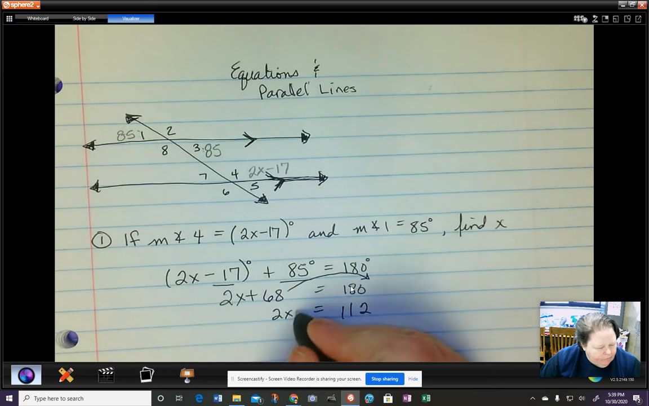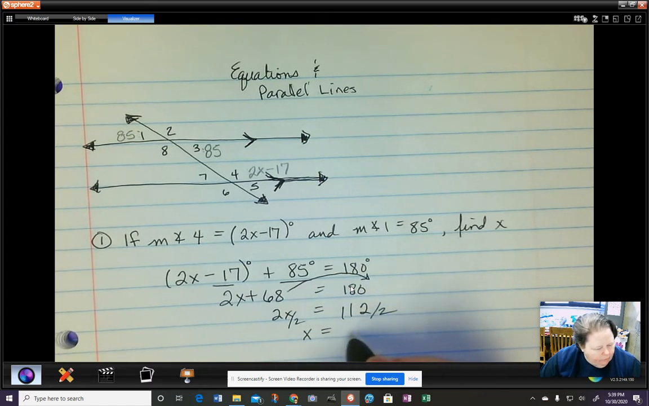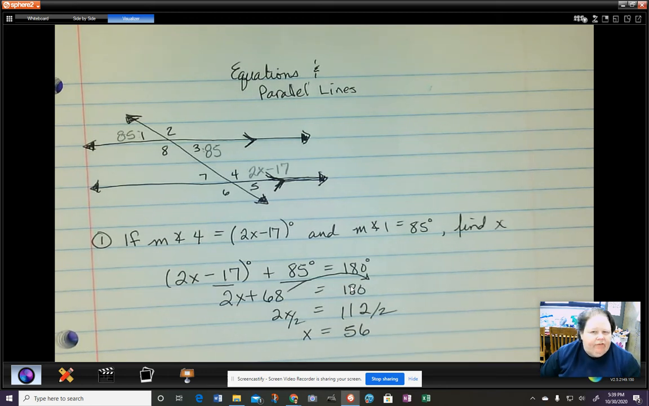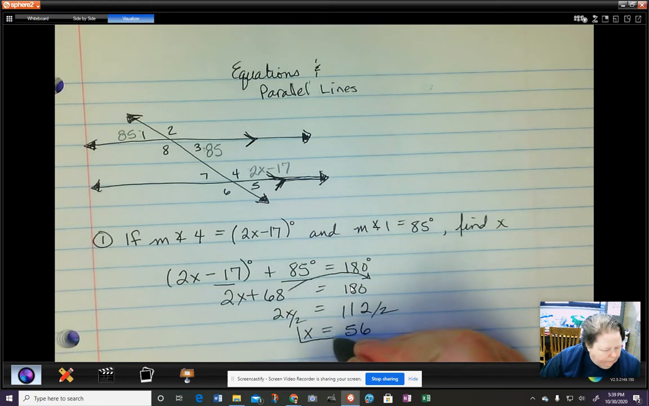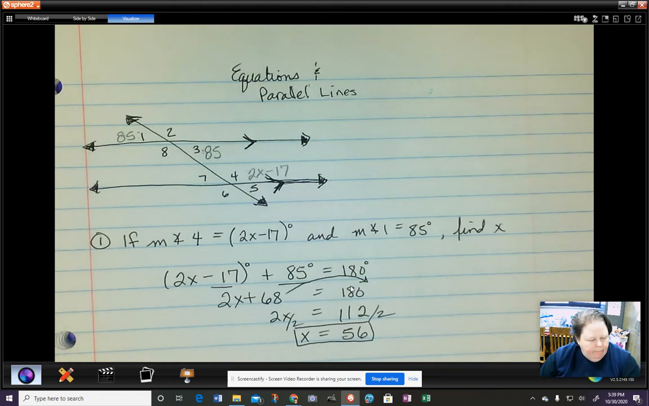Then I divide by 2. So x is equal to 56. That's not 56 degrees, that's just 56. And that's all we want. What is x? x is 56.